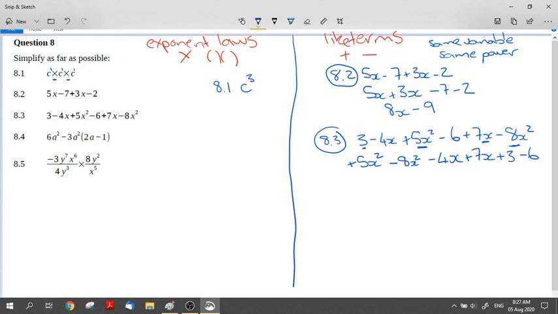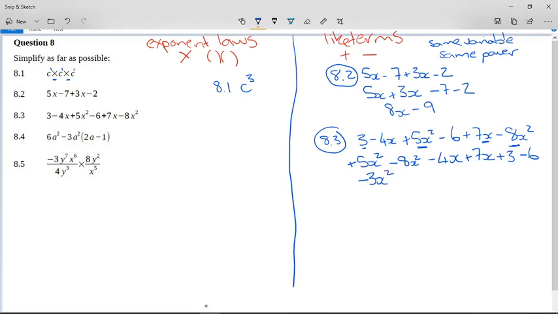So I've got 5x squared, subtract 8x squared. So plus 5 minus 8 is negative 3x squared. Minus 4x plus 7x, that gives me plus 3x. Plus 3 minus 6 gives you negative 3.